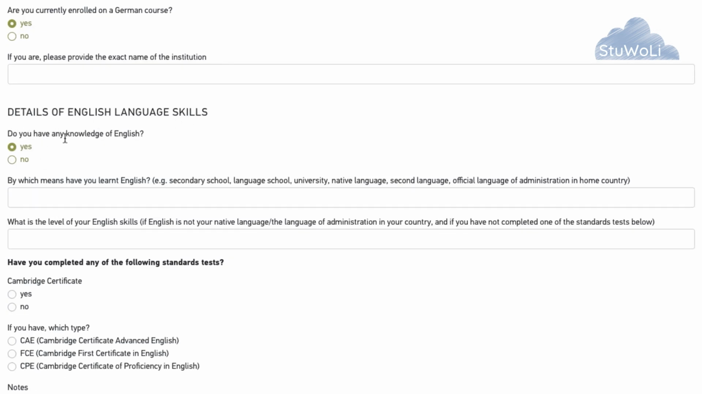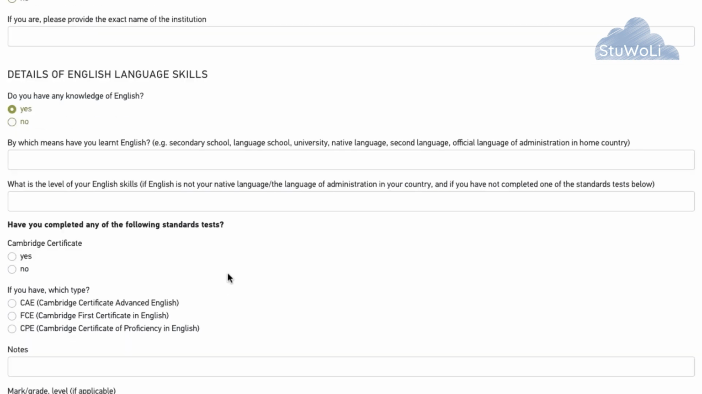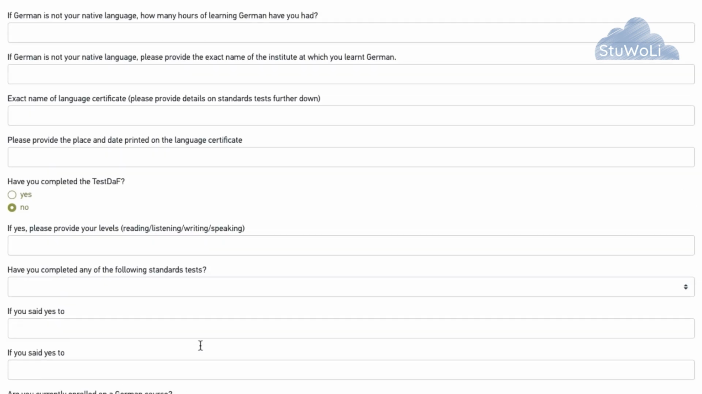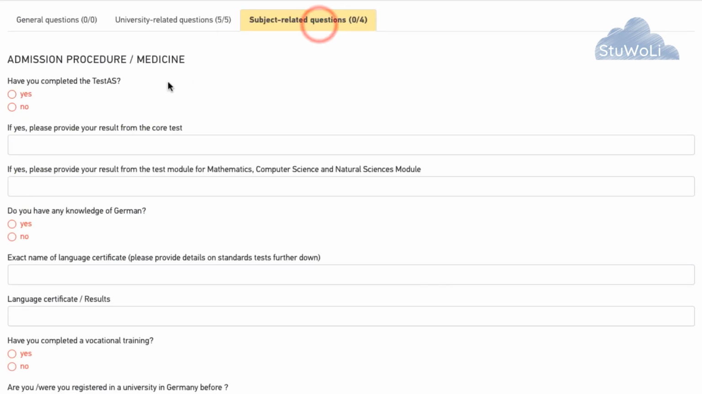Details of English language skills. Do you know English? Yes, I know English. If you didn't know English, how could you listen to my course here, right? So you're in this course and you're understanding English for sure. So the answer is yes. The rest of the questions I just leave. None of them are red. Let's go to the last one.